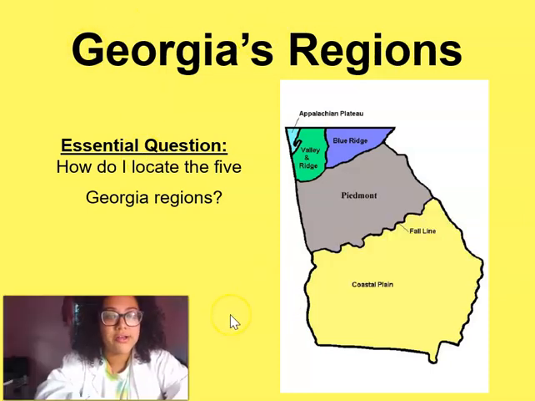So I want us to take a good look at this picture of Georgia that is on the right. And just looking at it, what do you notice? And what do you wonder? Are you familiar with anything that you see on the right? And then looking at our essential question on the left, how do I locate the 5 Georgia regions? So boys and girls, this is what we're going to be focusing on for today. Just locating the 5 Georgia regions and seeing what else we know.